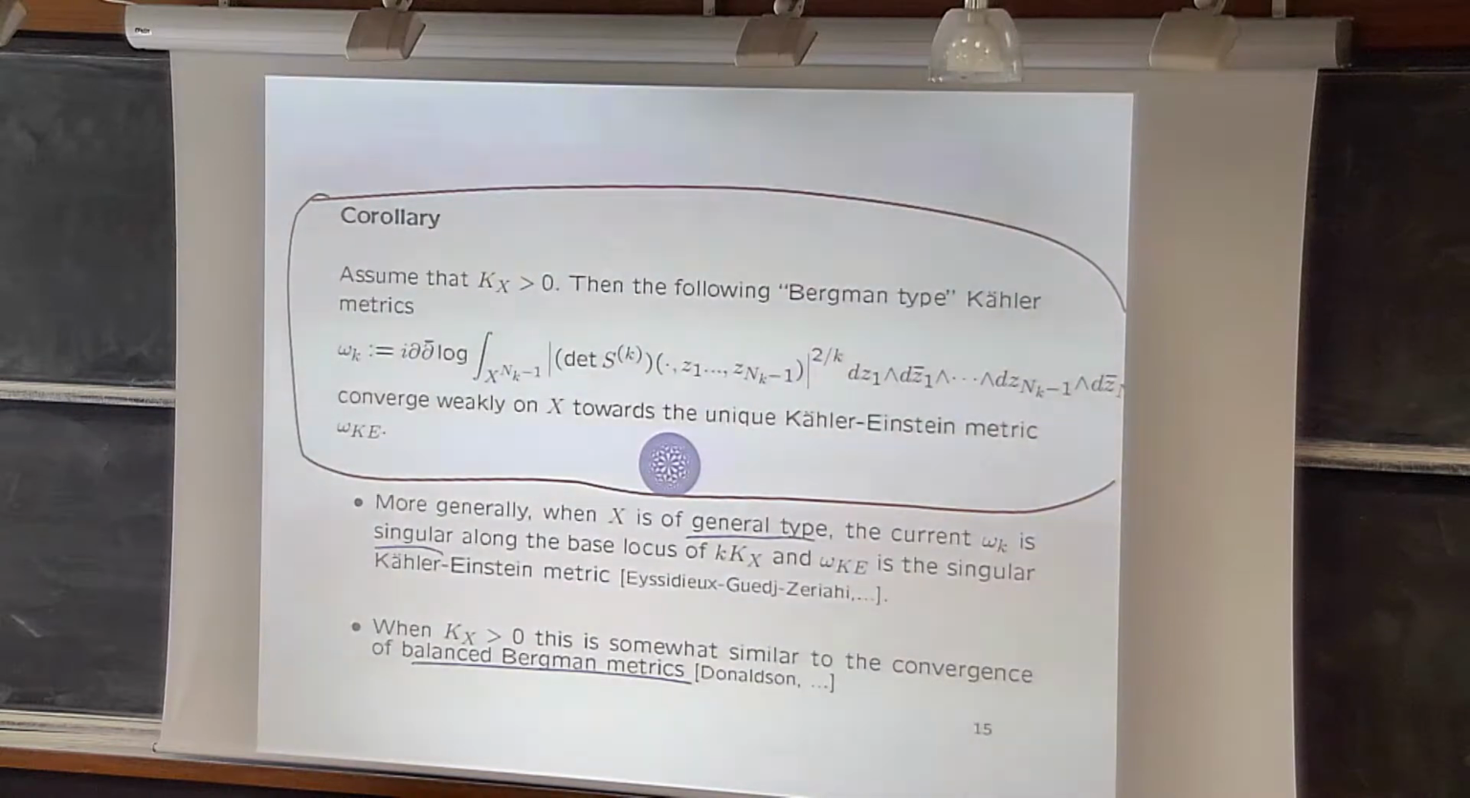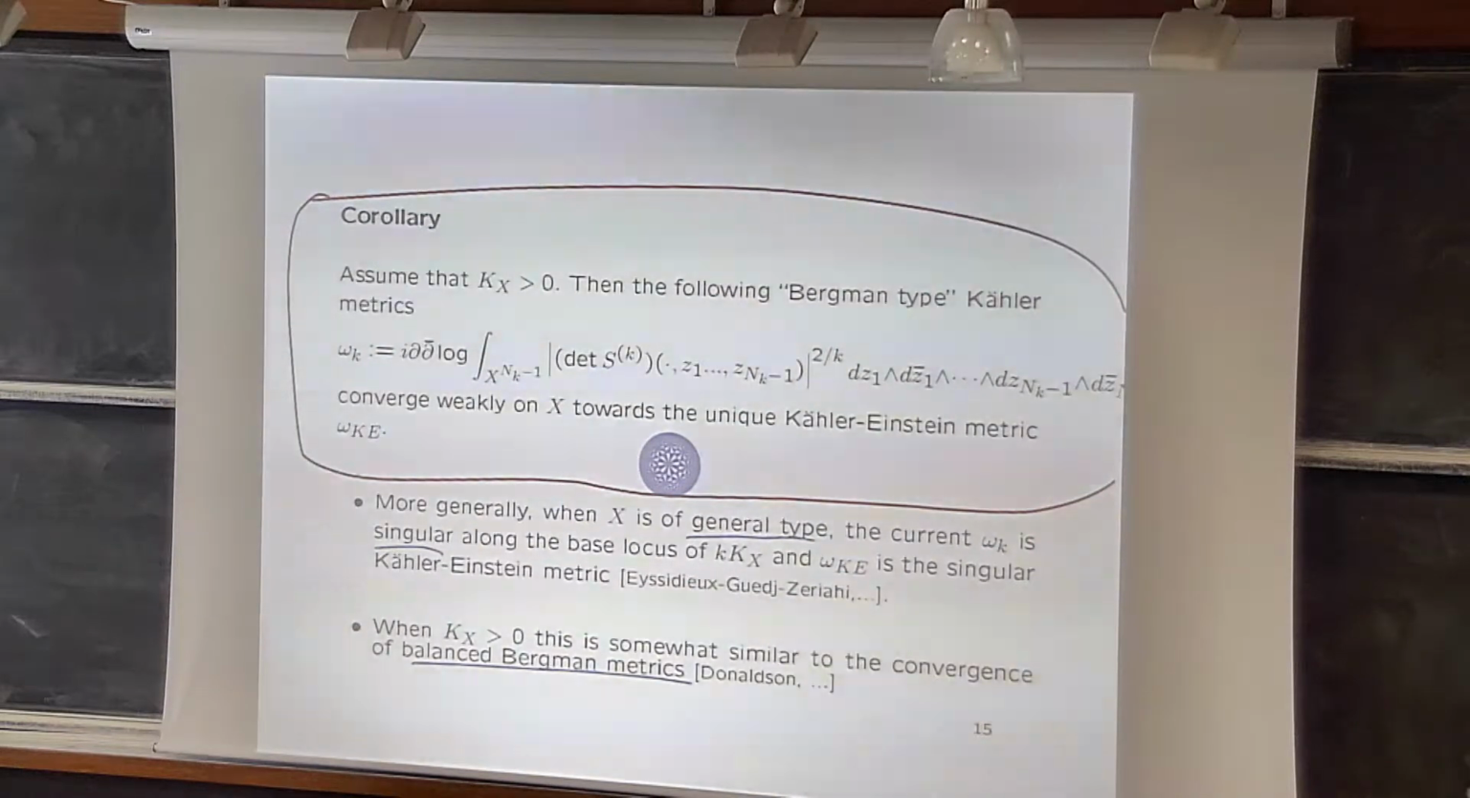Okay, and another corollary is that you can really recover the metric, as I said before, by this formula. You can see that this is a sequence of canonical Kähler metrics that you get from this object, which is this section, by integrating away again and taking ∂∂̄. It turns out that this is really an honest Kähler form, and it converges weakly towards the unique Kähler-Einstein metric on X.